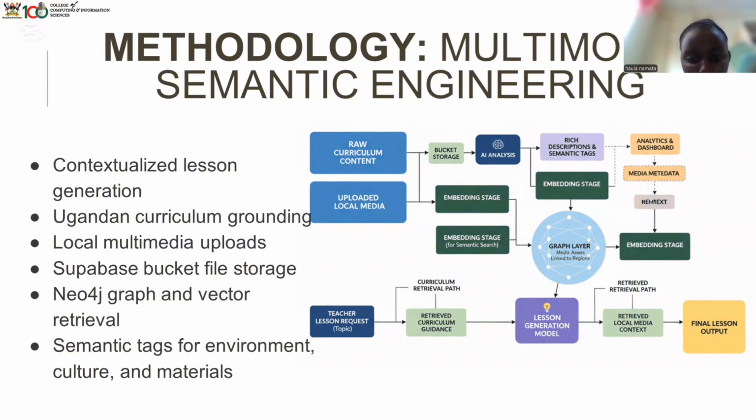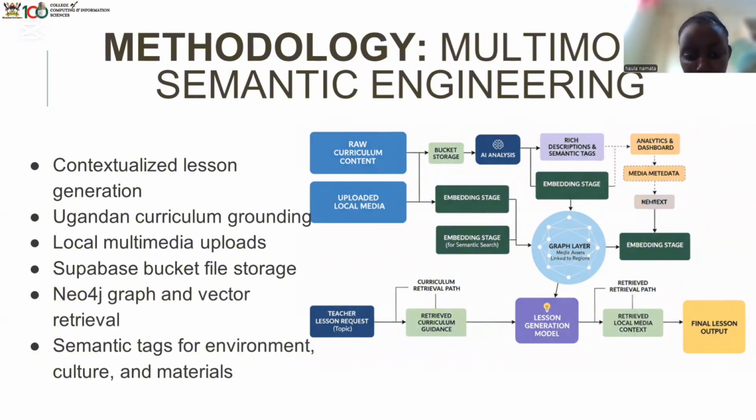The process begins with local multimedia uploads, including images and videos from a refugee community. We take images and videos of the whole environment and how everything is set up. These artifacts are then stored in a Supabase bucket storage. Then the uploaded media is analyzed using vision language models to extract the semantic descriptions, the environmental tags, the cultural indicators, and the material references.